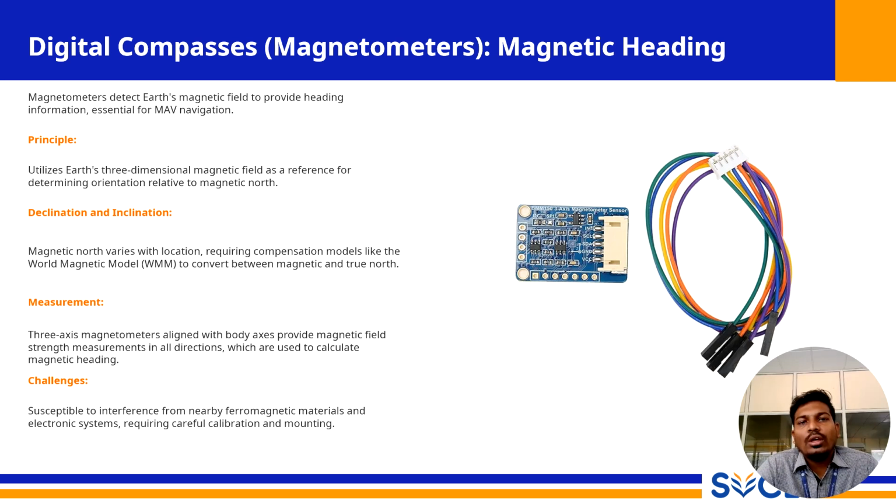This vulnerability requires careful calibration and mounting. To mitigate this, the magnetometers are often mounted on masts as far from the power lines and motors as possible. Additionally, a rigorous calibration process is necessary, where the MAV is slowly rotated through all possible orientations to allow the software to build a map of the drone's own magnetic field and learn to subtract it from the measurement.